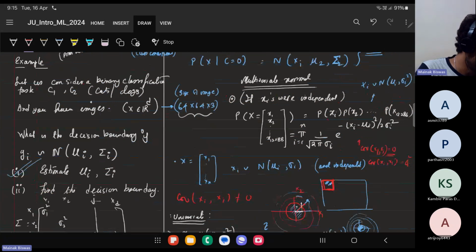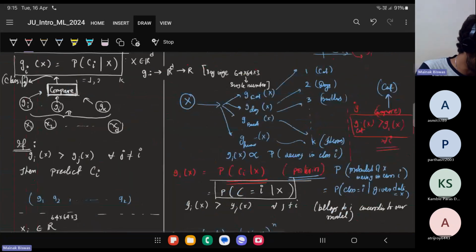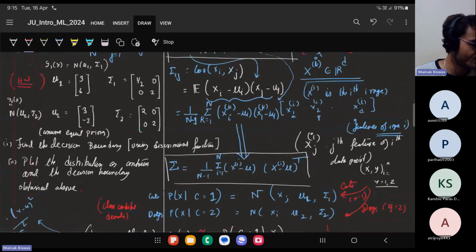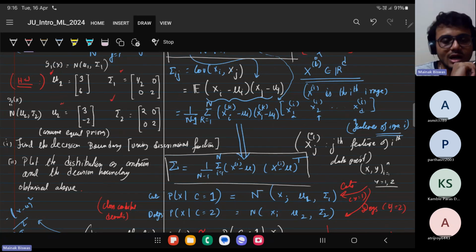So the question is, you have to solve it first on paper and then write code on a computer to actually have good visualization and understanding. So you have means and sigmas given for two distributions. You don't need to calculate them. You are told to find the decision boundary. First, find the decision boundary. How will you find it? G1 of x minus G2 of x equal to 0, right? Yes or no?